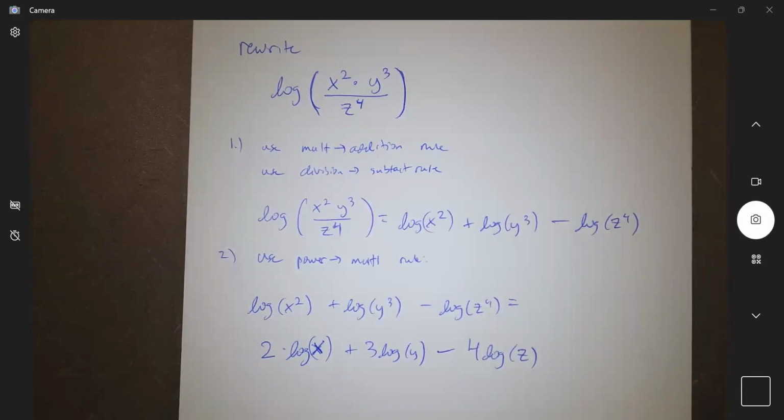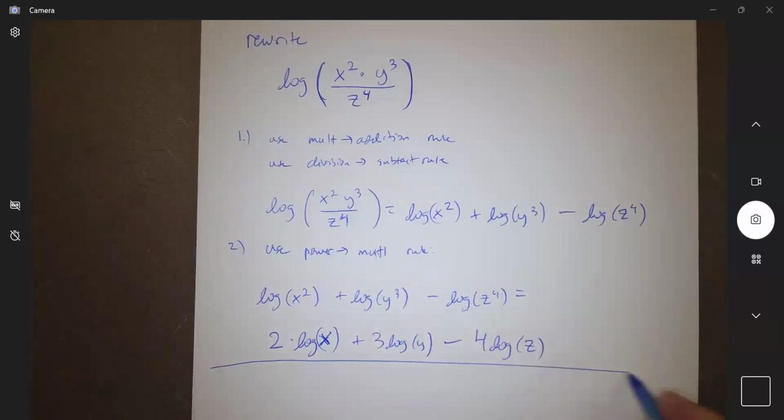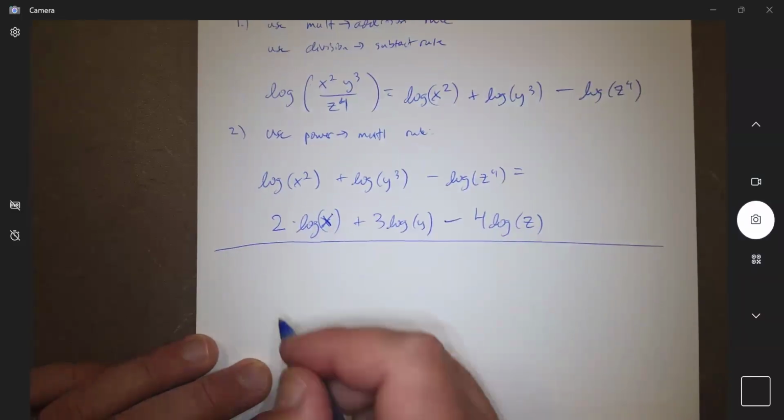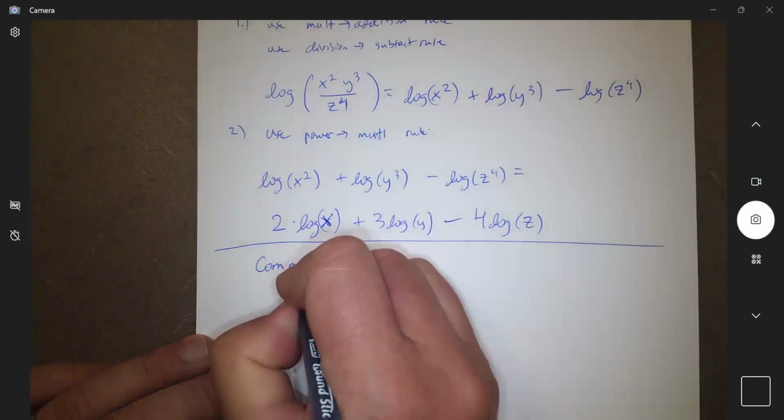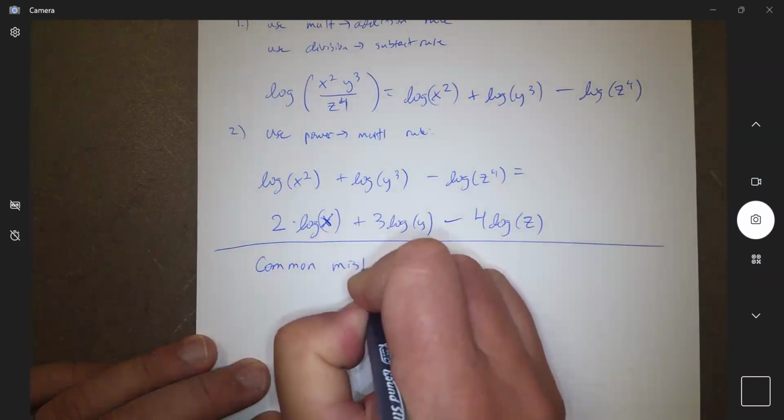So those are the rules for rewriting logarithms. As a shorthand, if it's on the top, you add them together. If it's on the bottom, you subtract them off. So I could have a bunch of different terms on the bottom. Each of those terms would be subtracted off.